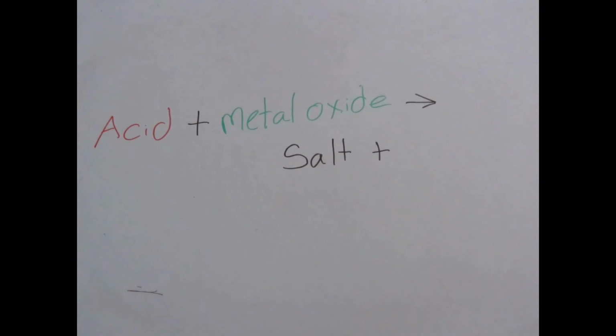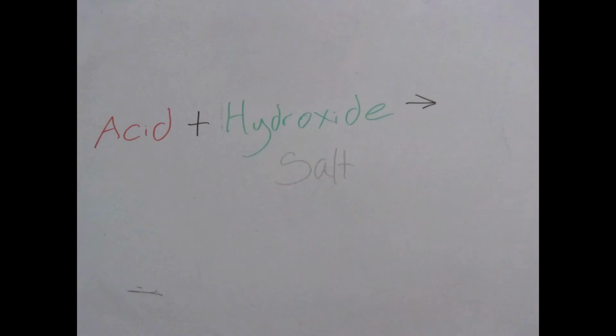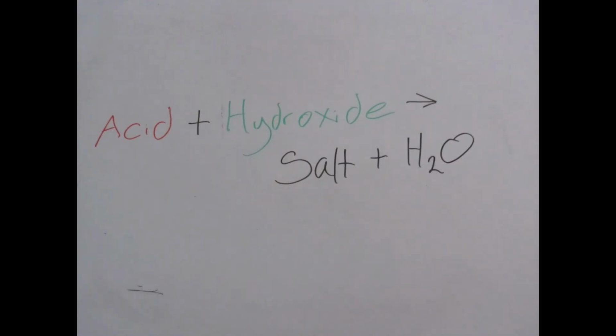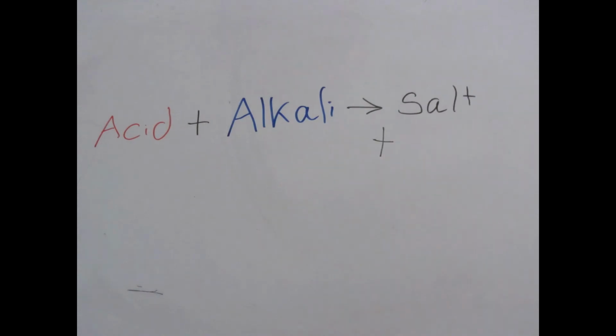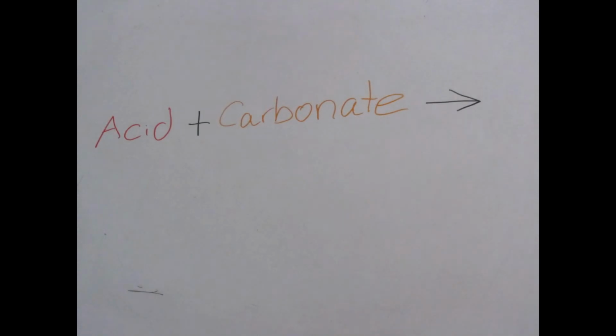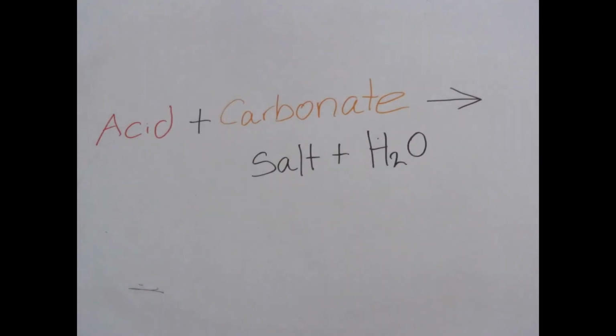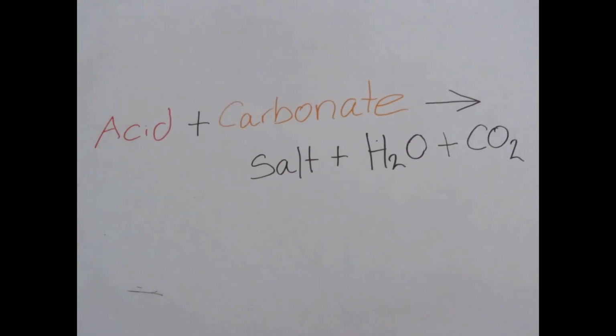Here are some rules for how acids react with things. An acid plus a metal oxide forms salt and water. An acid plus a hydroxide also produces a salt and water. Acid and an alkali also forms a salt and water. Now an acid plus a carbonate forms salt plus water plus carbon dioxide. So now we know our acids and our bases and how they react to neutralize and form water.